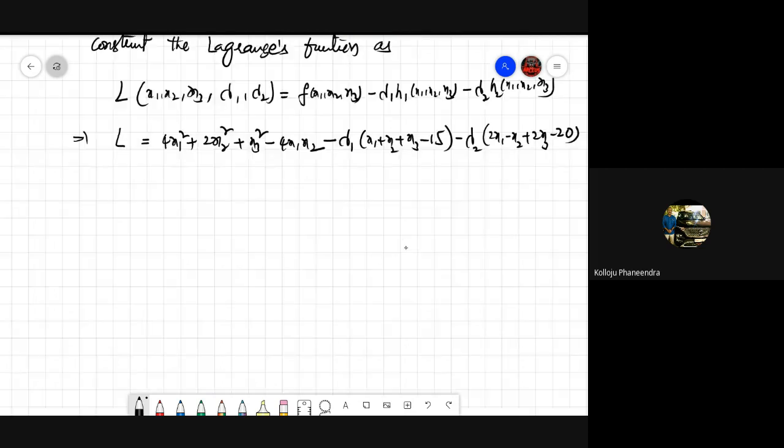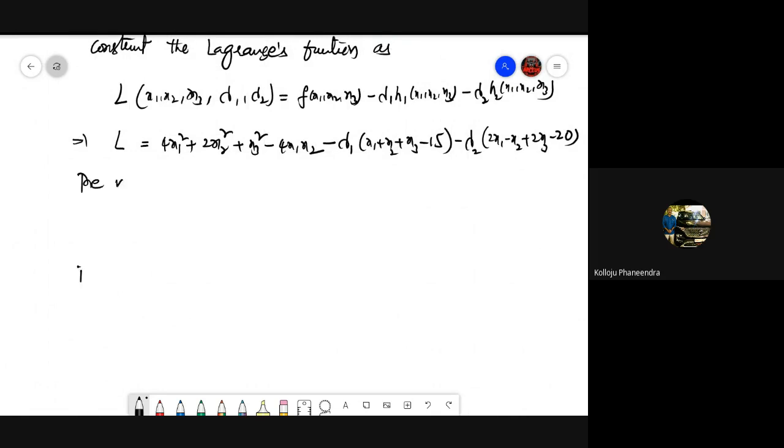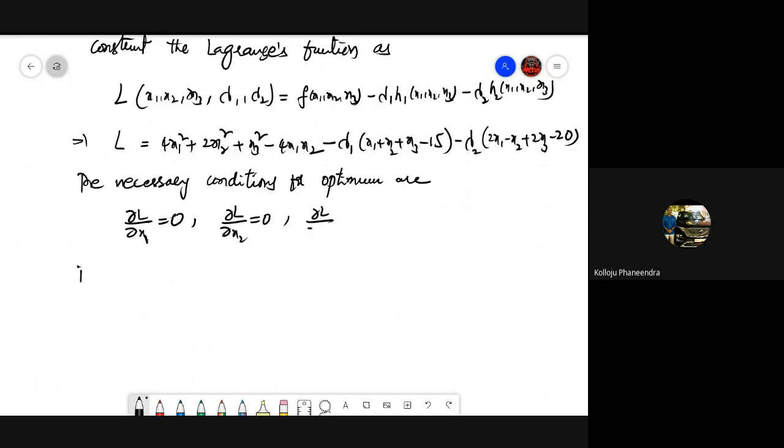Now the necessary conditions for optimum. Optimum means maximum or minimum. The partial derivatives of L, dou L by dou x1 and so on, with respect to the unknowns are equal to 0. So the unknowns are x1, x2, x3, and lambda 1, lambda 2 are also unknowns. So totally 5.